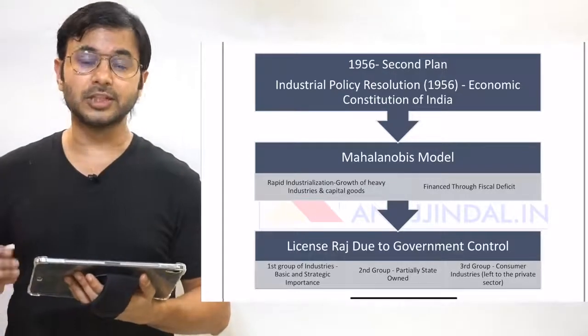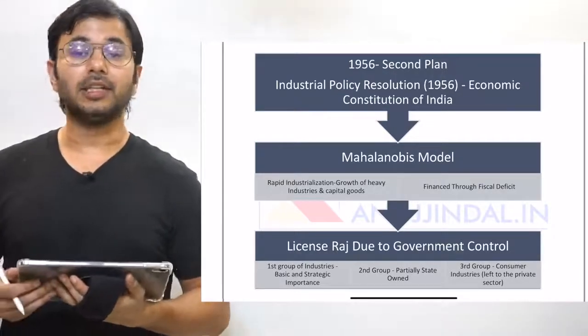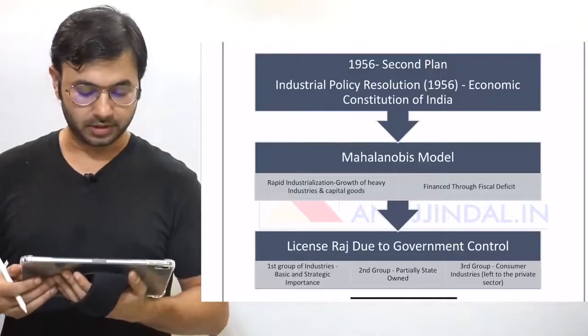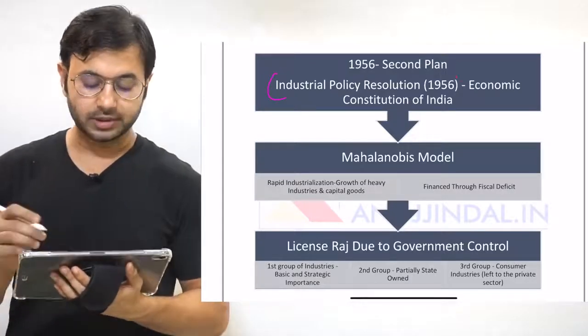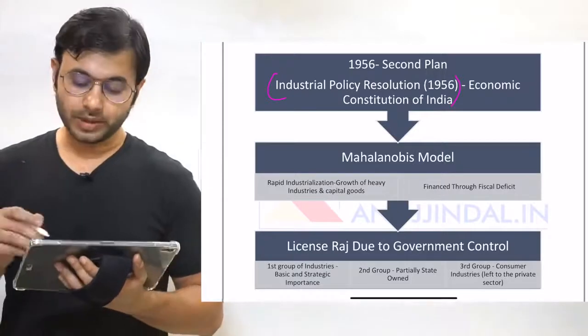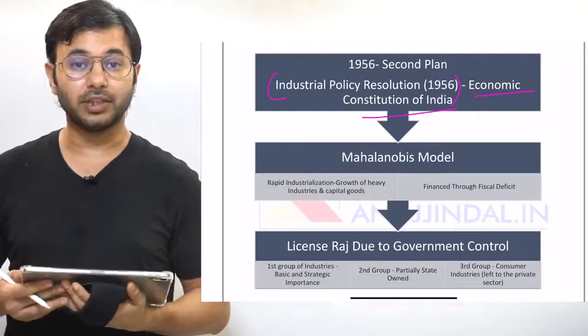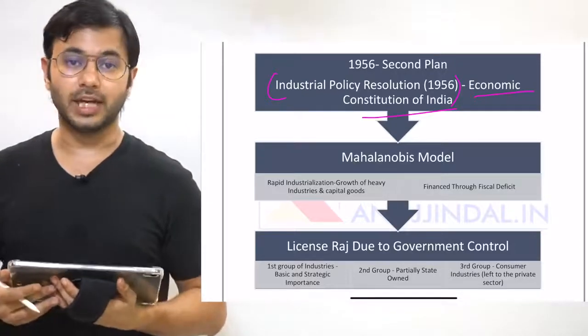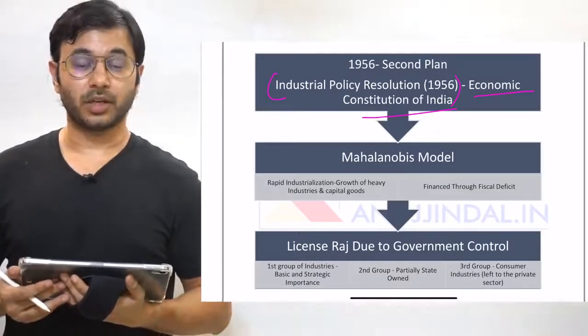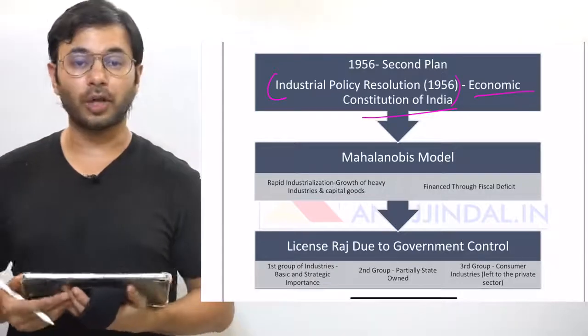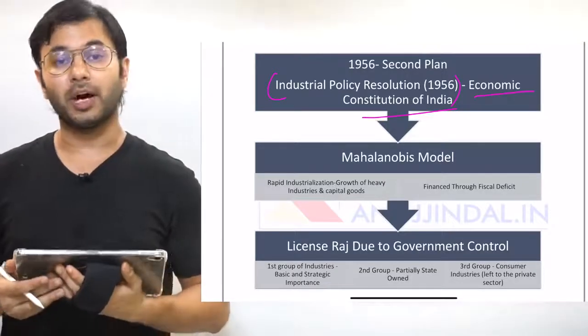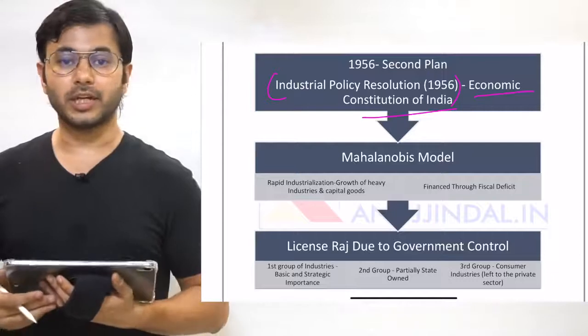In 1956, that is the second 5-year plan, the Mahalanobis model was adopted. It was also popularly called the Industrial Policy Resolution, which became the Economic Constitution of India. So a question that can be asked is, which of the models is called the Economic Constitution of India? What are the contributions of Harrod-Domar model? What are the contributions of Mahalanobis model? What is Hindu rate of growth?